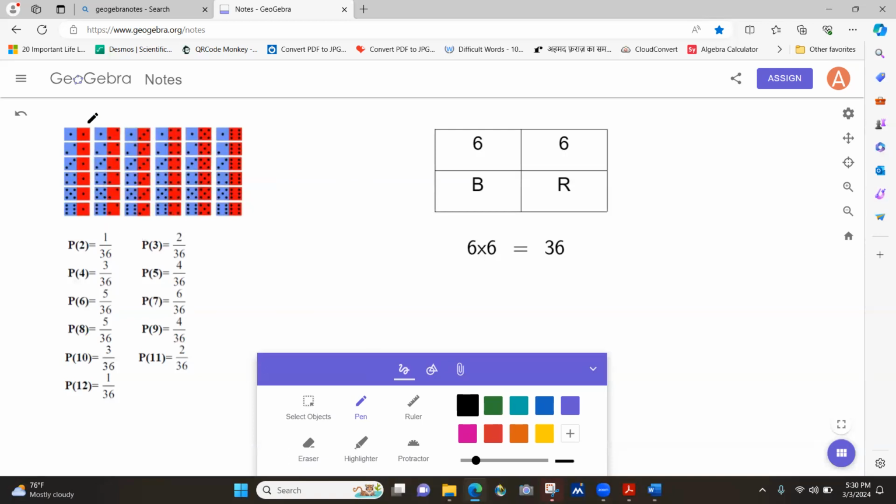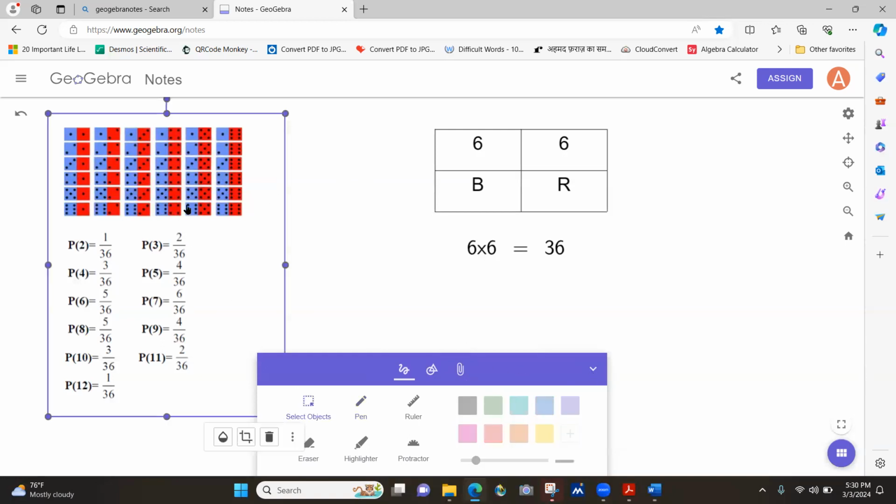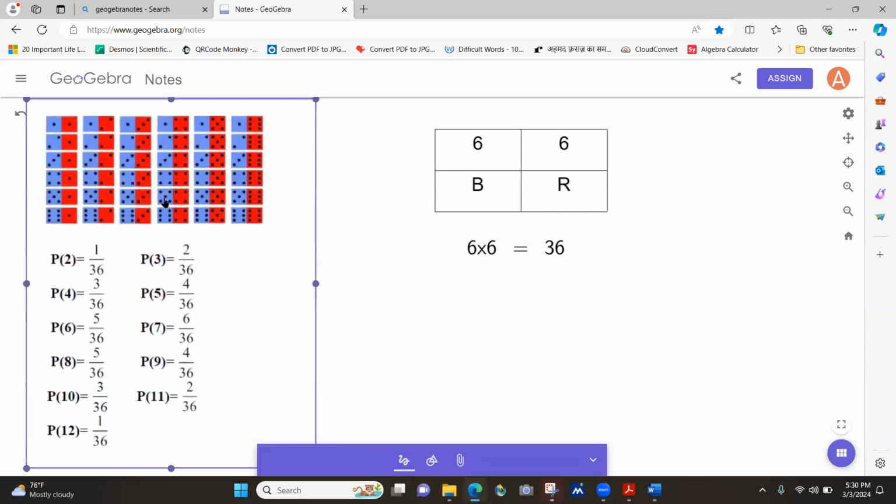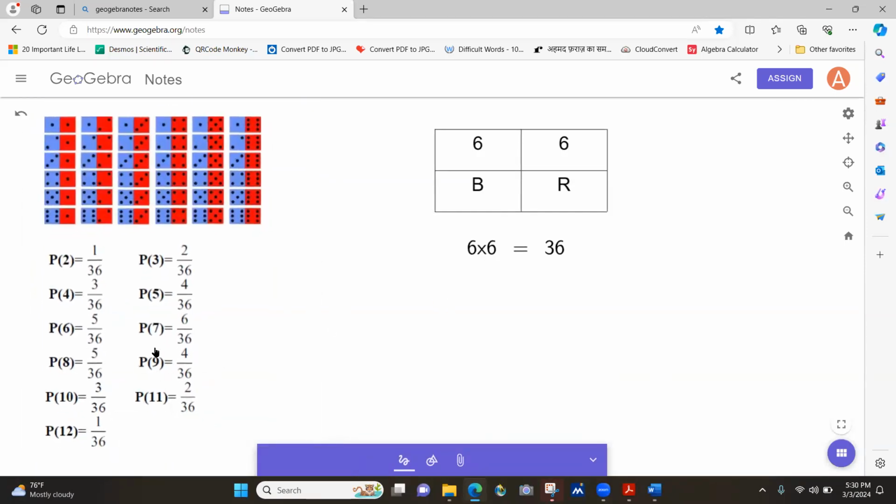Well, you will never get a sum of 1, because if you get 1 and 1, that's going to be, let me make it a little bigger, that'll be 2. So if you're rolling 2 dice, what's the probability of getting a 2? You can get a 2 only one way out of 36. So the probability is 1 over 36.